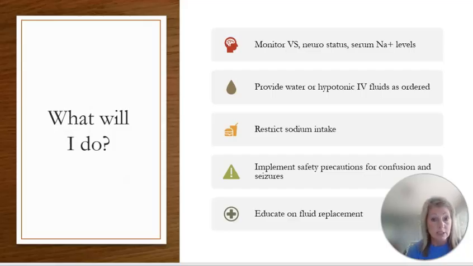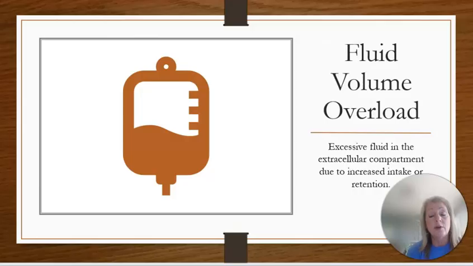Okay, now we're going to switch gears, and now we're going to look at fluid volume overload. So this is where we get way too much fluid in our extracellular compartment. So remember, the intracellular is inside our cells. This is fluid outside of the cells. So this is fluid in the bloodstream, in the surrounding tissues, in the interstitial tissues, in the other fluid compartments. So this is because we've either drank too much or we can't get it out for whatever reason.